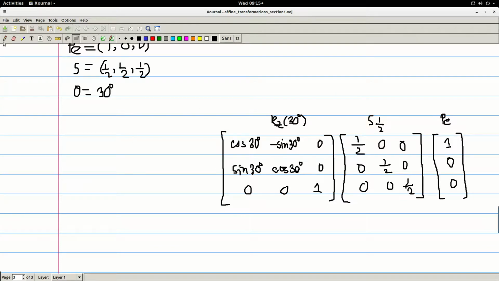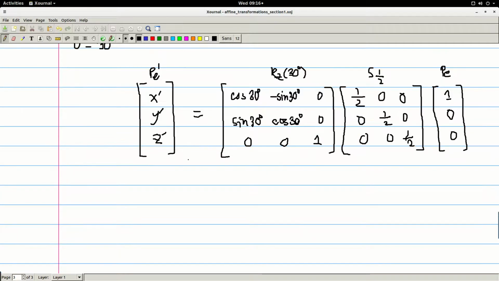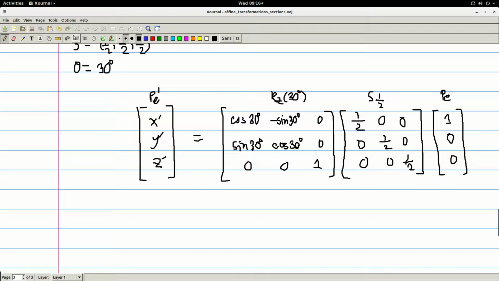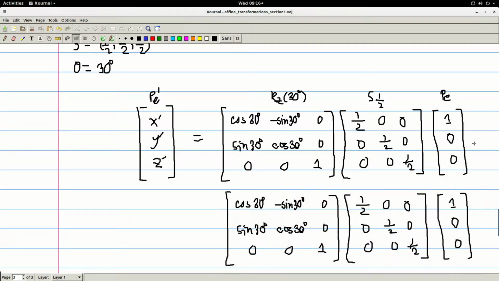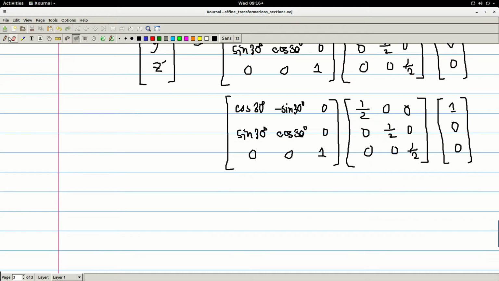And this will give us the final point PE prime, and that's going to be our X prime, Y prime, and Z prime. Is the problem clear? Okay. So let us do this step again, just to write down the values. In the next step, we will plug in the values for cos 30, sin 30, and everything else.